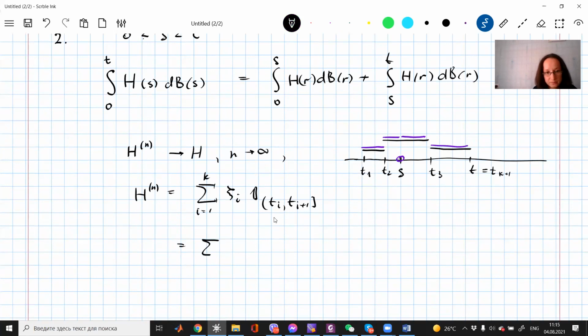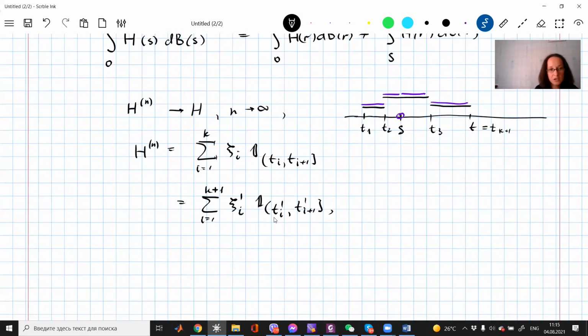So I will write it here from 1 to k. I add here one point s, so I will have k plus one points in the divisions here, and I will write ξ_i prime, and here t_i prime, t_{i+1} prime, where you can understand from the picture that ξ_i prime I choose in such a way that I have equality here.